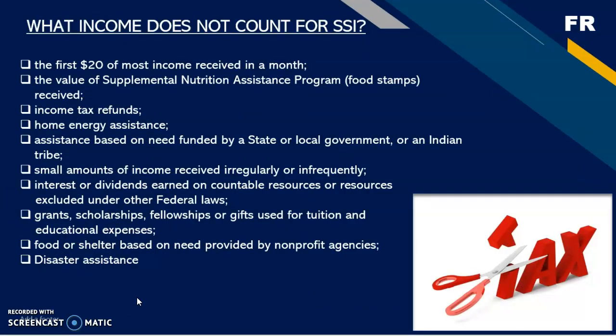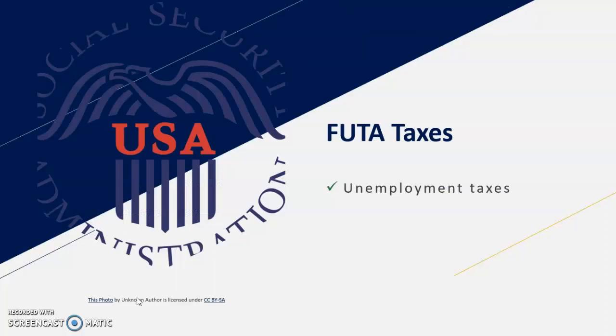What income doesn't count for Social Security? The first $20 of most income received in a month, the value of Supplemental Nutrition Assistance Program food stamps received, income tax refunds, home energy assistance based on need funded by the state or local government, small amounts of income received irregularly or infrequently, interest and dividends earned on countable resources or excluded under federal laws, grants, scholarships, fellowships or gifts used for tuition, and disaster assistance.